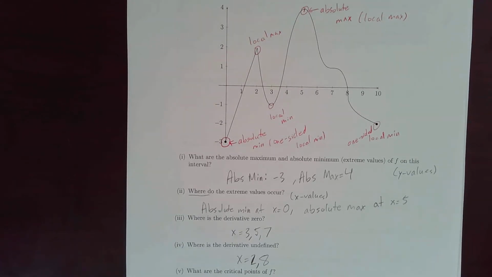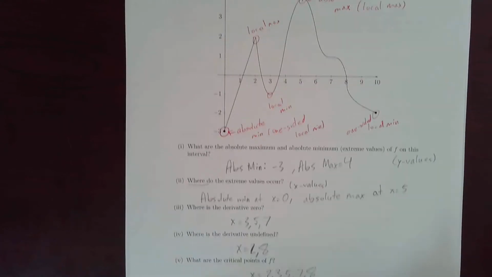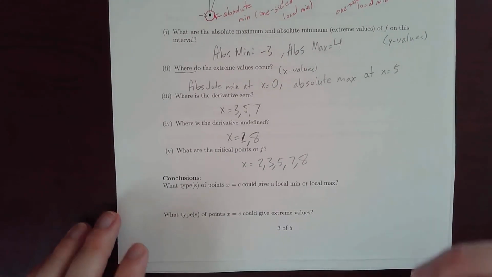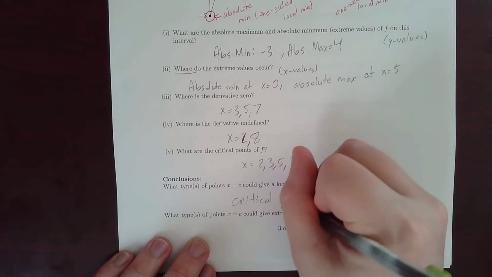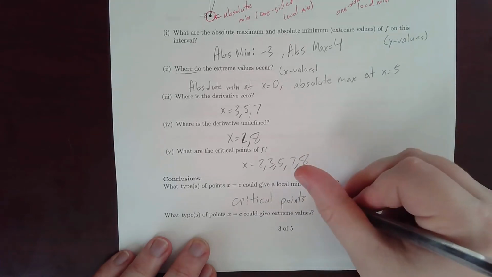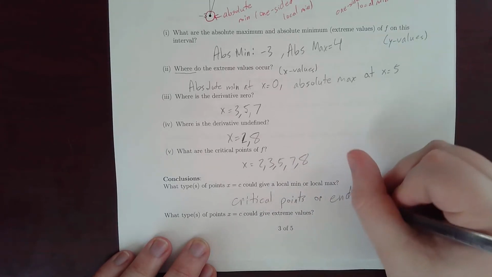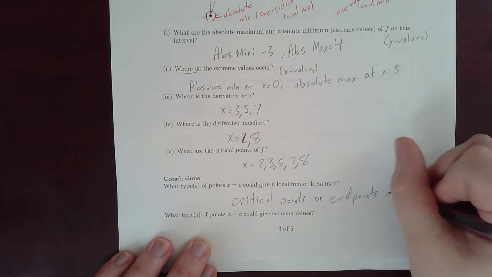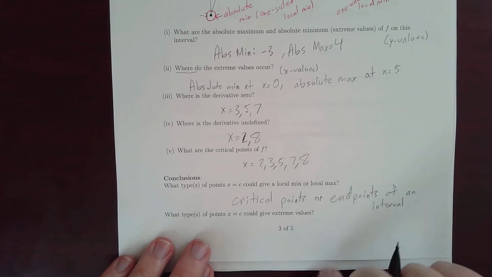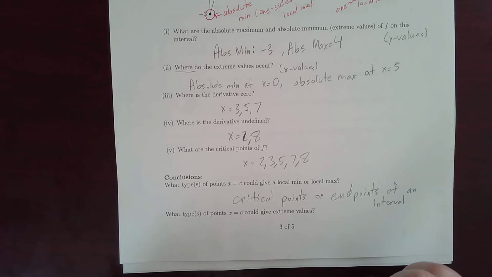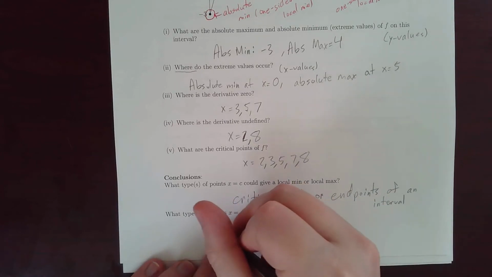So one thing that is worth noting about where we have these mins and maxes is where they occur. The different types of x values that can give us a local max are either critical points or endpoints of an interval. Now, as far as places that could give us our extreme values, those mins or maxes, we're looking at the same thing. We're either looking at critical points or endpoints.